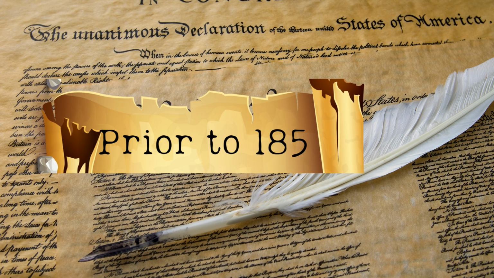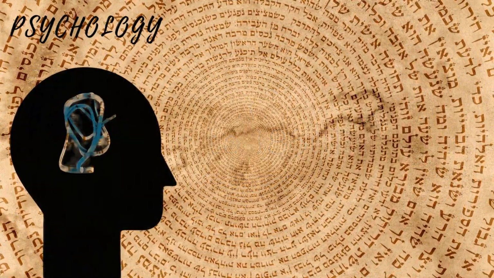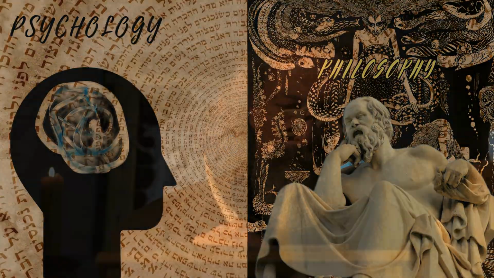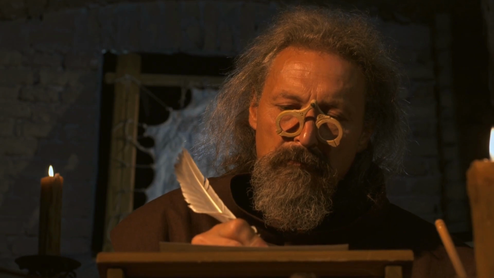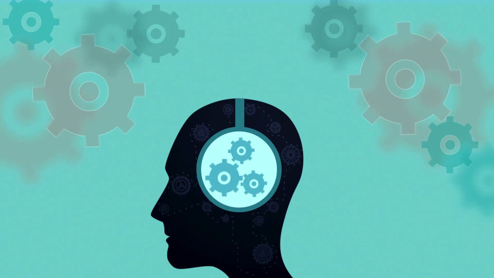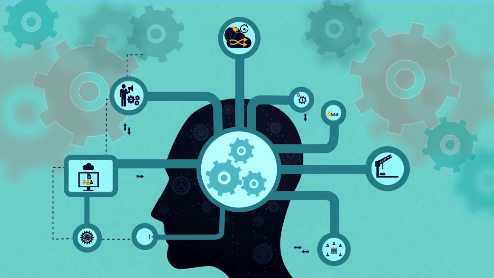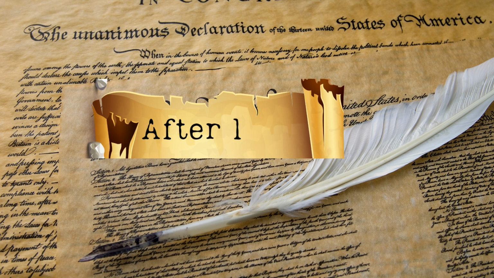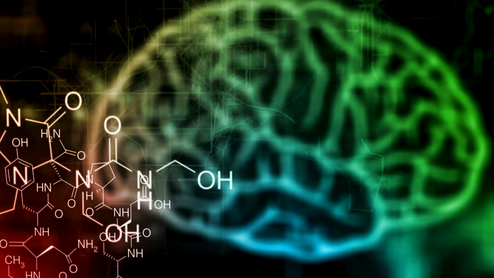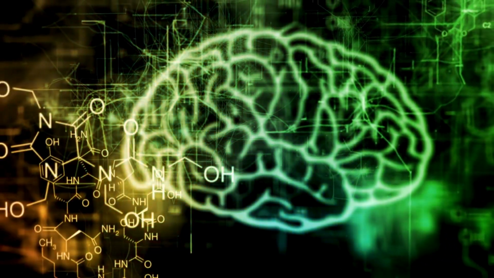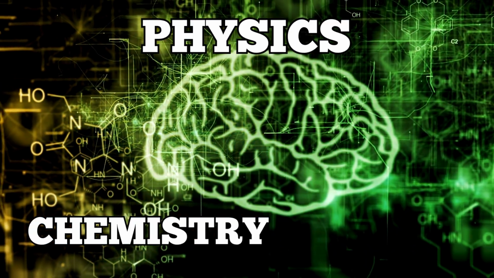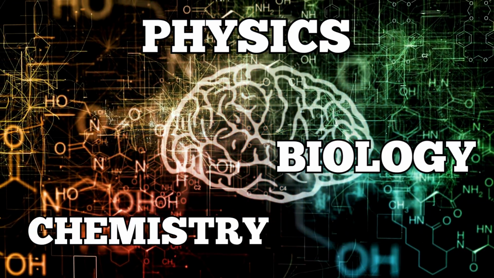Prior to the 1850s, psychology was considered a branch of philosophy. At that time, even philosophers believed that measuring human behavior was useless because human thoughts and behaviors could not be observed directly. However, after the 1850s, psychology began forming new alliances with sciences such as chemistry, physics, and biology.